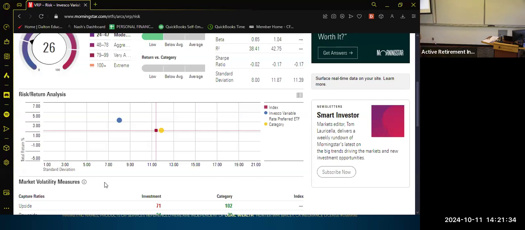If I have something that has a 17% standard deviation, but I return 1% or 2% versus something else like this where I can have half the risk and quadruple the return, there's no reason not to swap a holding like that. So that's something.